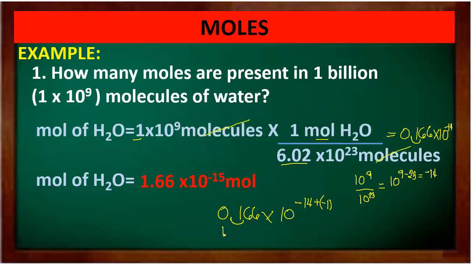So, ang answer natin dito is actually 1.66 times 10 to the power of negative 15. Kaya yun yung answer natin. 1.66 times 10 to the power of negative 15 moles of water for every 1 billion molecules of water. So, let's try another sample problem, solving moles and using Avogadro's number.